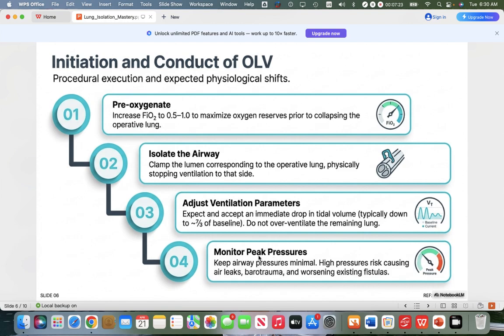4. We monitor peak pressure. Very important to monitor the peak pressure. Keep airway pressure minimum. High pressure risks causing air leak, barotrauma, and worsening an existing fistula. Pay attention here, a very important point: we keep the peak airway pressure minimal, because if it is increased, this will lead to diffuse injury and barotrauma.